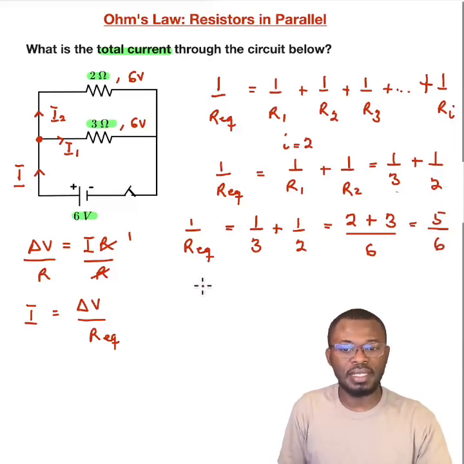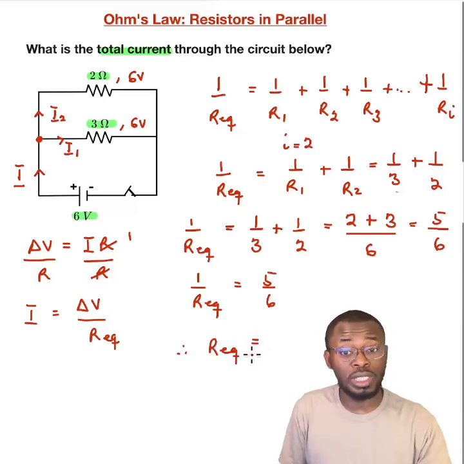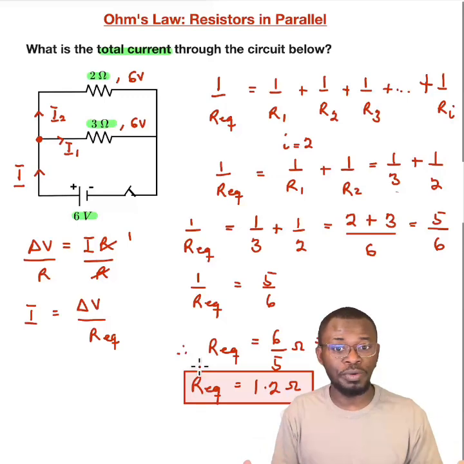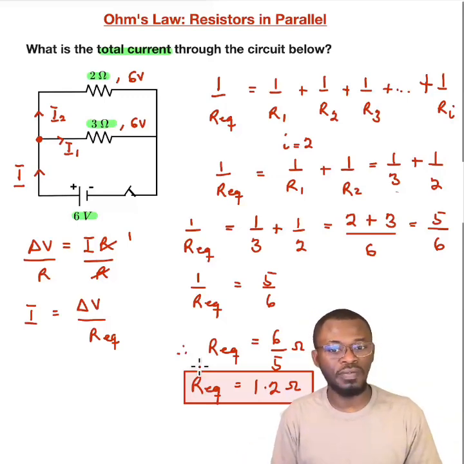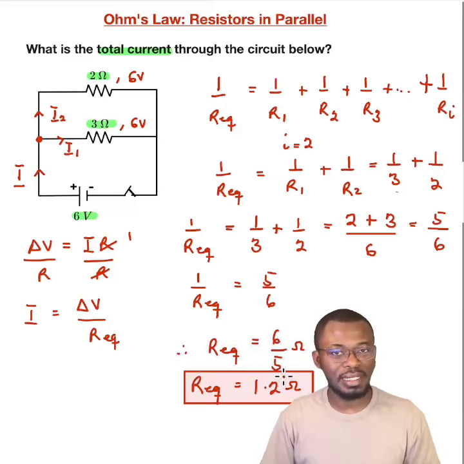So our 1 over R equivalent is equal to 5/6. Therefore, R equivalent, the total resistance due to these two resistors in parallel, is equal to 6/5 ohms. We can simplify this, and R equivalent is 1.2 ohms. This gives us the total resistance due to these two resistors in parallel. Last time, remember, when they are in series, the resistor values add up to give the total resistance. However, when they are in parallel, you can see that we now have a much lesser resistance.